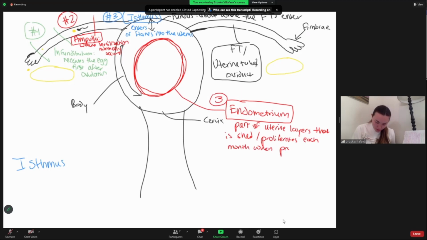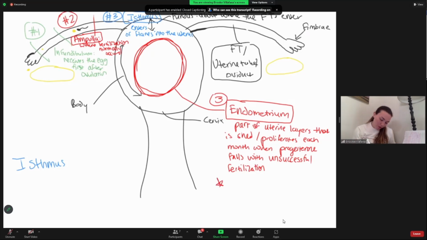when progesterone falls with unsuccessful fertilization, right? If you have fertilization or sperm meeting the egg, the endometrium will not shed. The endometrium will not shed. You won't have a period.